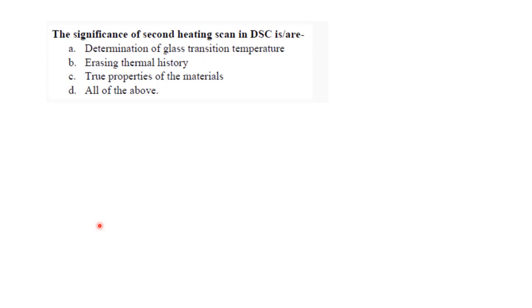So now let's come to some of the questions. The significance of the second heating scan in DSC is: the determination of glass transition temperature, erasing the thermal history, true properties of the material, or all of the above. Can anyone answer this question?